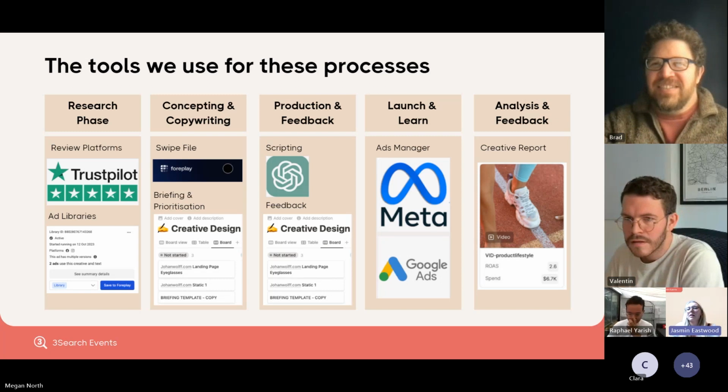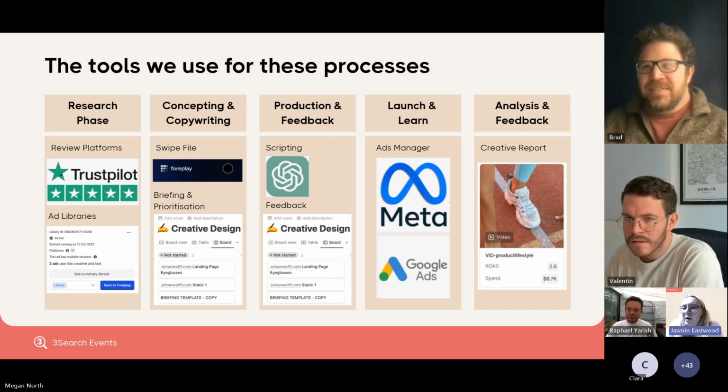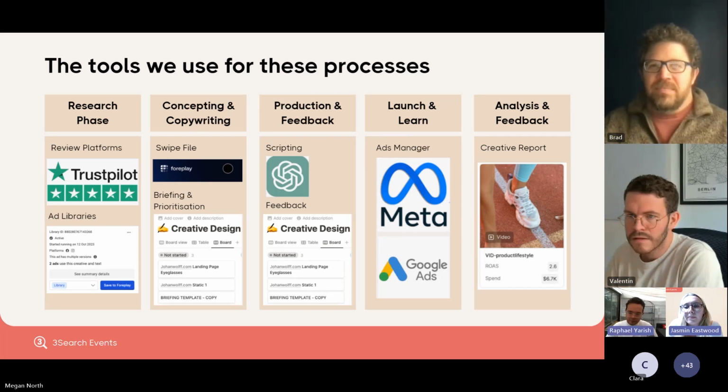Someone's asked, what is a good creative win rate for Meta ads and LinkedIn ads? How do you measure this metric and track it?